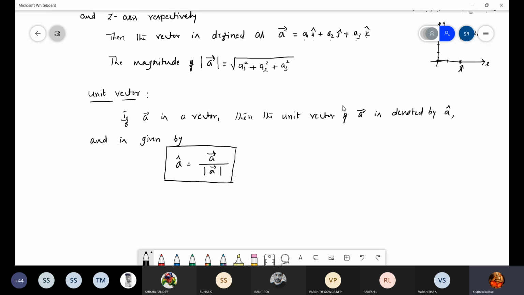Next one is dot product and cross product of two vectors. Next heading, very important again: dot product and cross product.